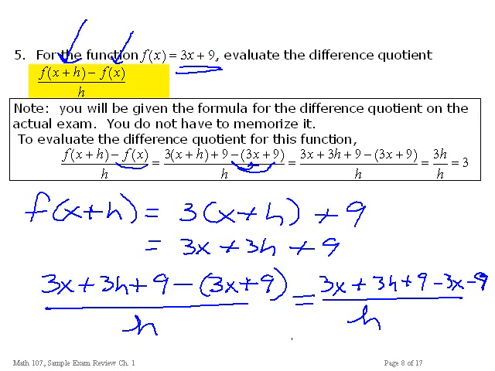All right. So what happens as a result? The 3x's go away, the 9's cancel off, and you end up with 3h over h, which is 3. If there's a square, you have to FOIL it out.